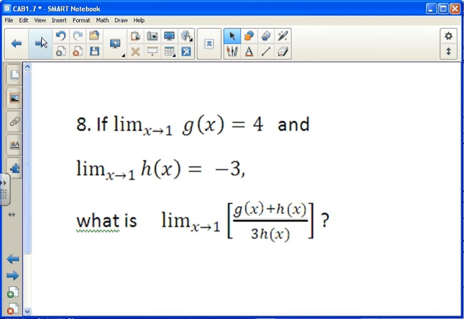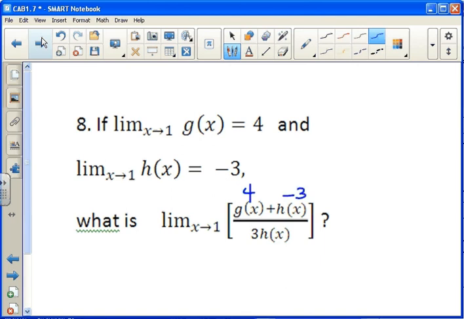Remember, this is just a matter of substituting. So I know the limit for g is 4, the limit for h is negative 3, and so I plug it in for both of them. So I get 4 minus 3 on top, and then 3 times negative 3 on the bottom. So that's 1 over negative 9, so we get negative 1/9.